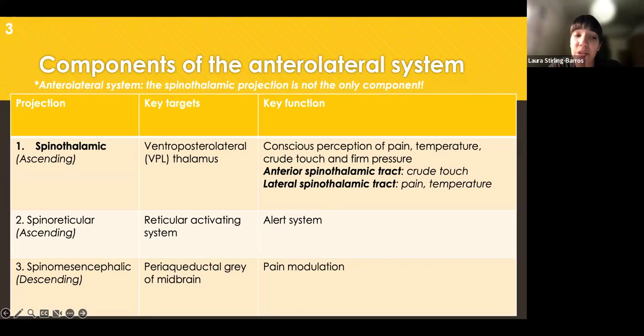And additionally, you also have the spinomesencephalic, which is descending down from the midbrain, and is to do with pain modulation. So you can turn pain on or off, and it's what we discussed at the start. Like you can have an input from your brain to say, actually, I don't want to feel so much of this noxious stimulus. And this mainly comes from the periaqueductal gray of the midbrain.